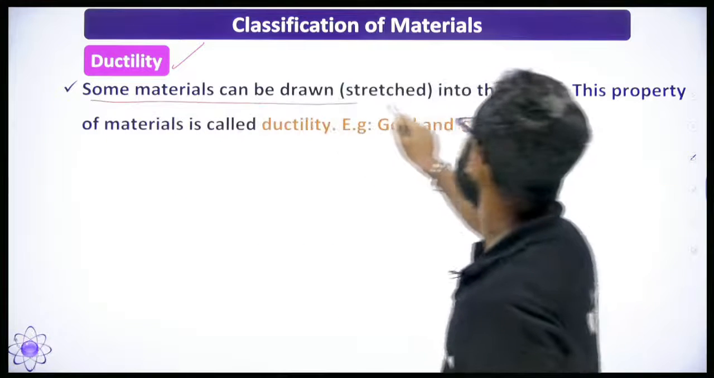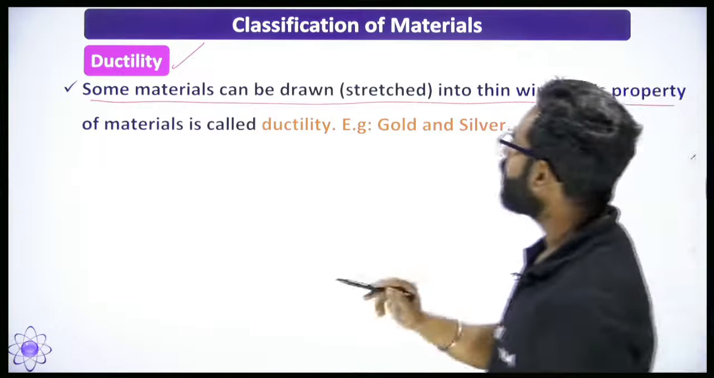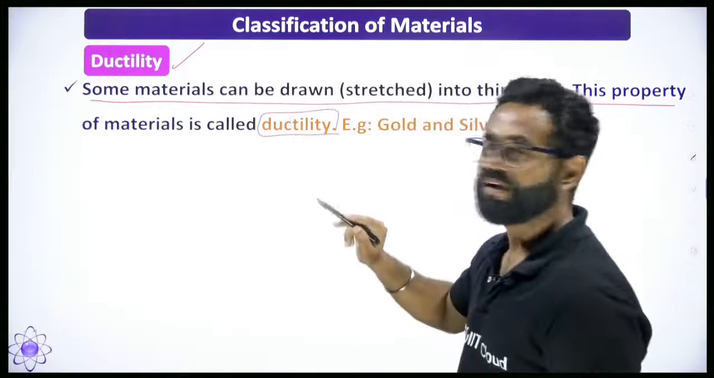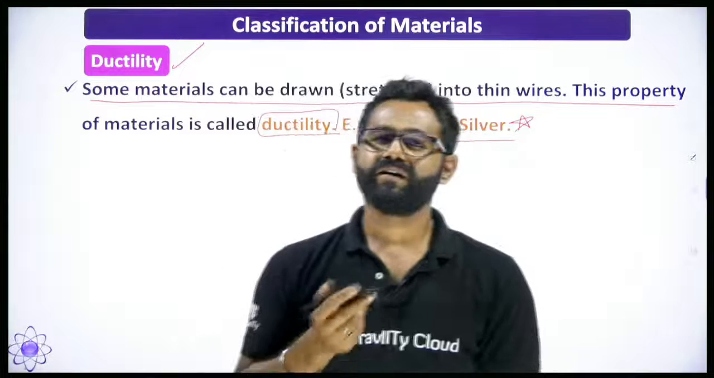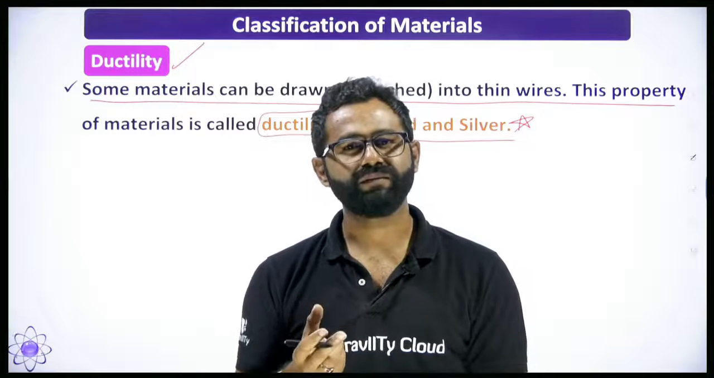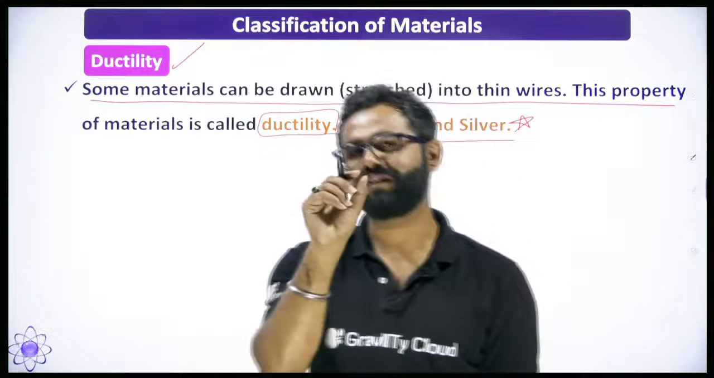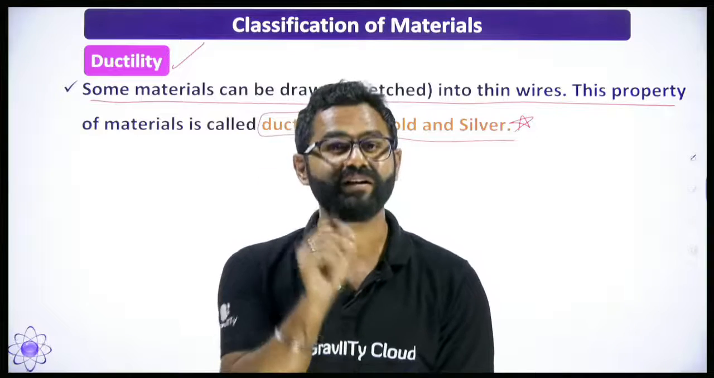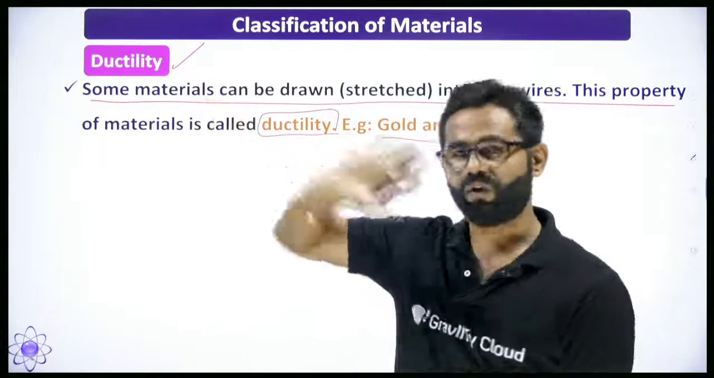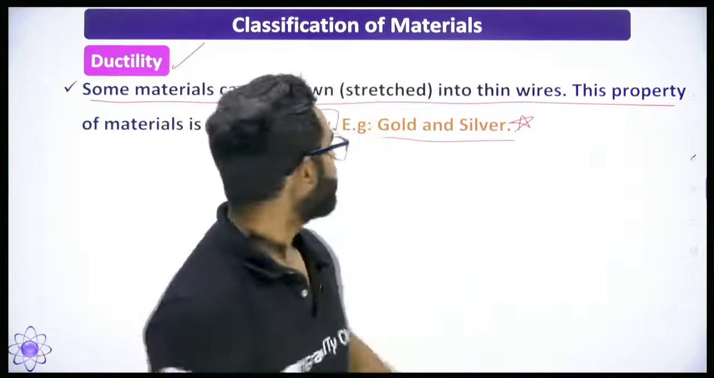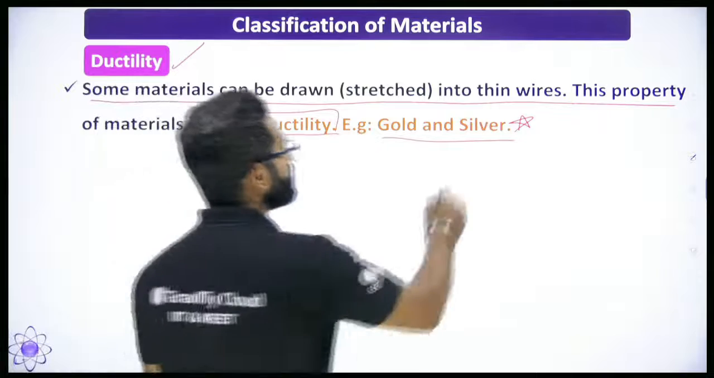Some materials can be drawn into thin wires, and that property is called ductility. For example, gold and silver. You would have seen people wear gold chains or silver chains. The silver chain is so thin in nature, the thickness is very less. How? Because of the property of ductility. Gold can be converted into thin wires, and silver can be converted into thin wires. That's why they are ductile in nature.